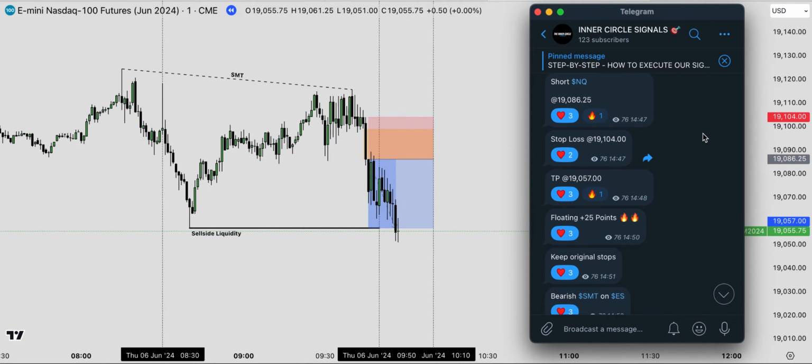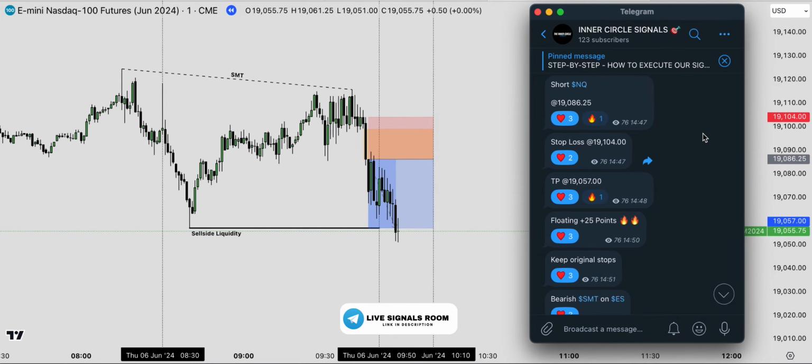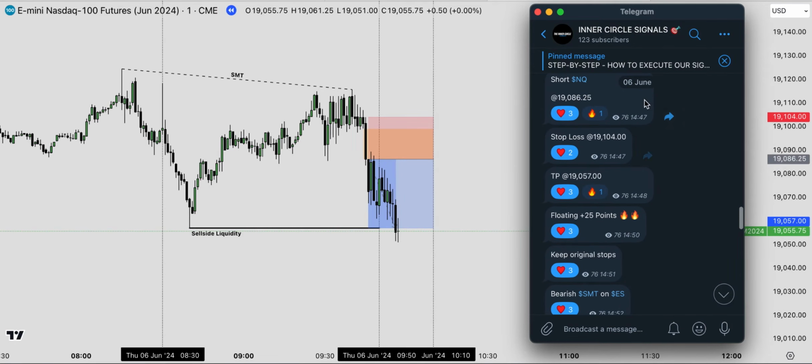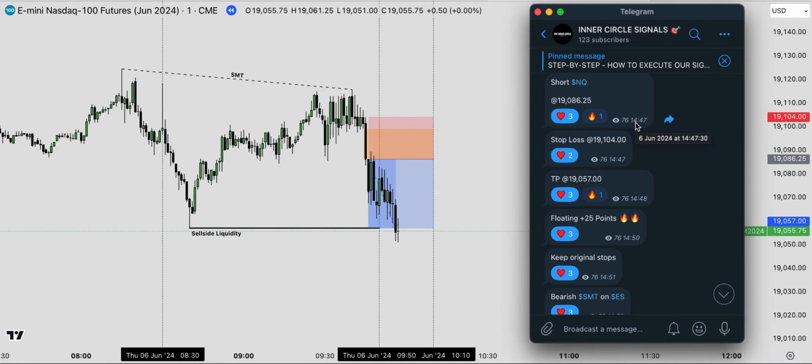So if you guys miss out on a trade like this, please do not worry, because you will get better setups in the future. Now, I just want to show these chats for transparency reasons. So we did actually take this trade inside of the live signals room. As you can see here, at 9:47 a.m. New York time, I send in the signal short NQ, I give you my entry, my stop loss, and my TP. So the time here is a bit different.